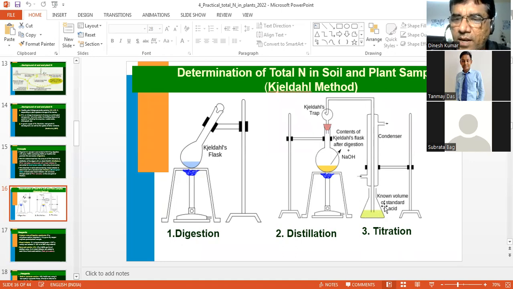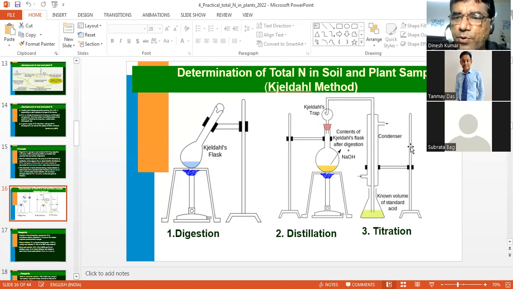Initially, the color of the boric acid mixed indicator was pink or red. And when ammonia starts entering into it, the color changes to bluish green. And then you will go for titration. You will remove this conical flask from here. It is bluish green in color.